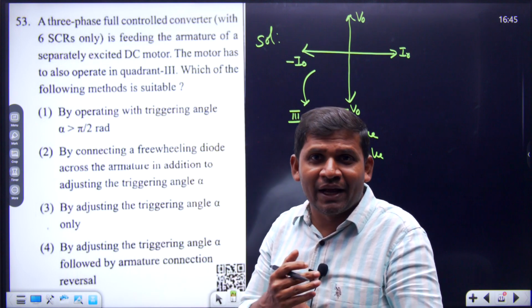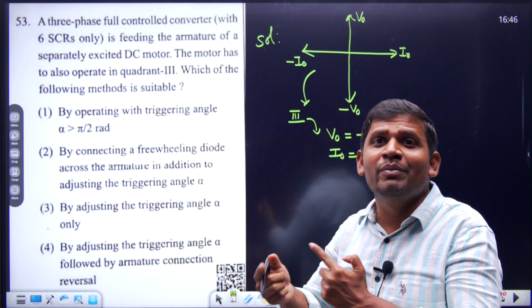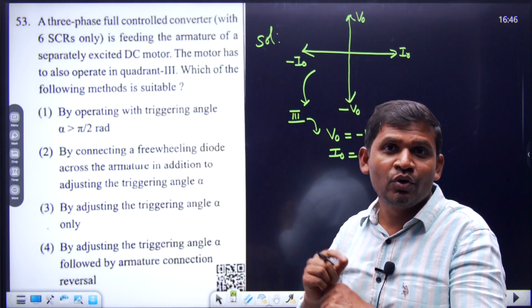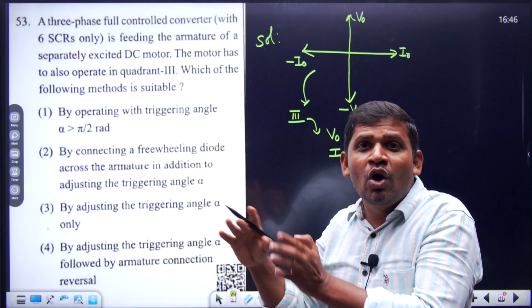But current can never be negative. To make the current negative, we have to reverse the armature terminals, just like in a dual converter. You have to reverse the armature. Before going to the dual converter, why do we go for the dual converter?